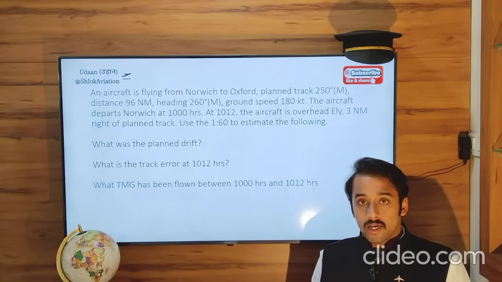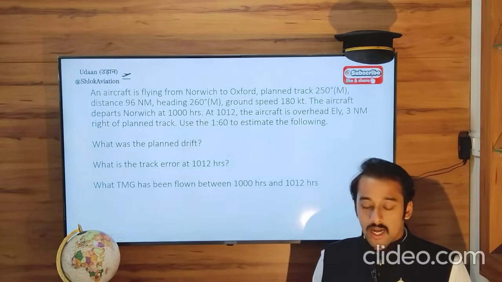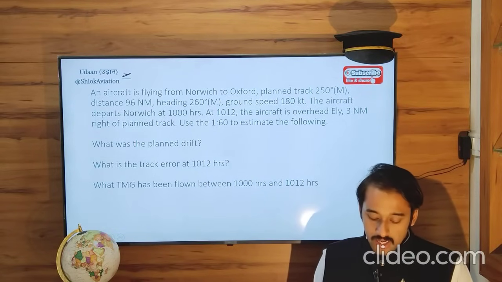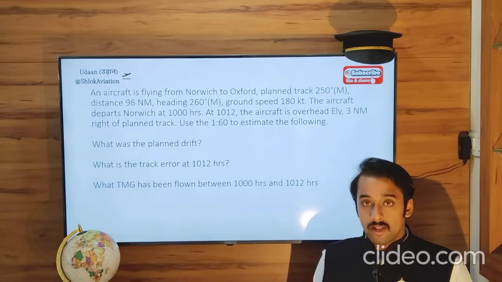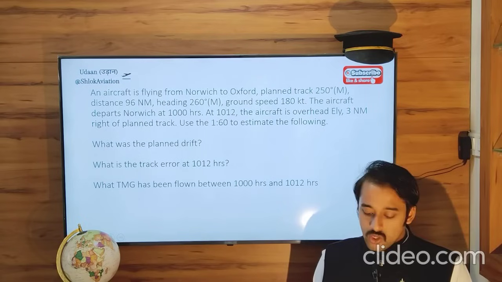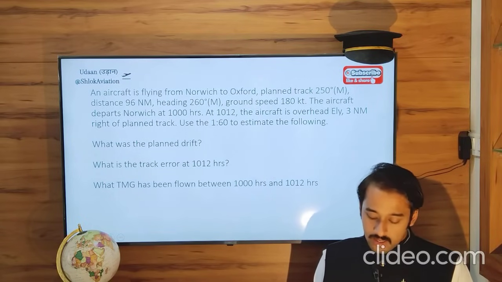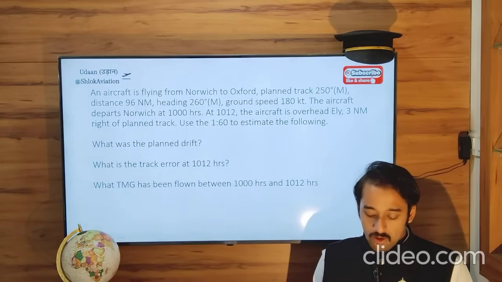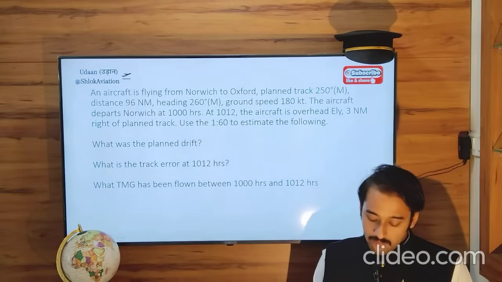Aircraft is flying from Norwich to Oxford at a track of 250. Total distance 96. Heading 260. Ground speed 180. Aircraft departs at 10 o'clock. At 10:12, the aircraft is overhead one location and at 3 nautical miles right of the track. Using the 1 in 60 rule, what is the planned drift? What is the track error? What is the track made good?